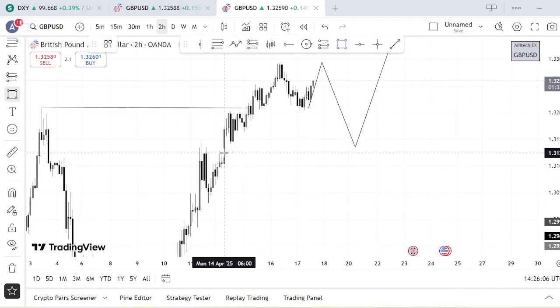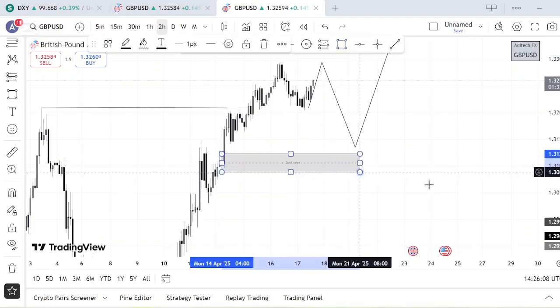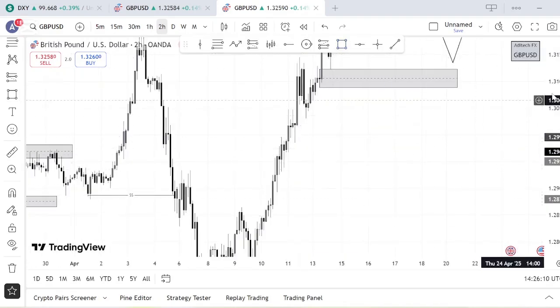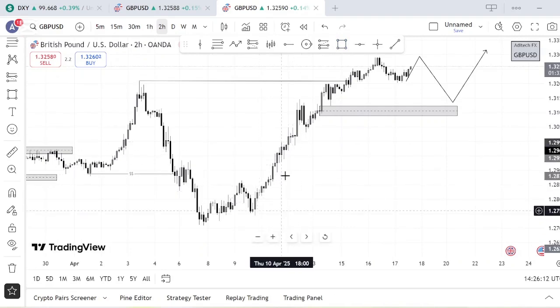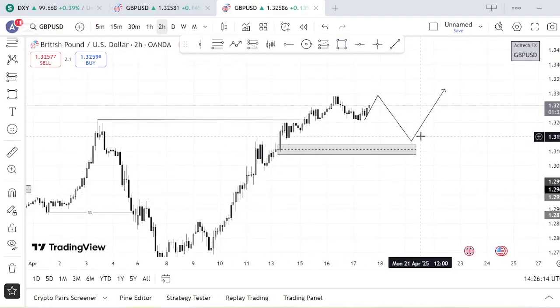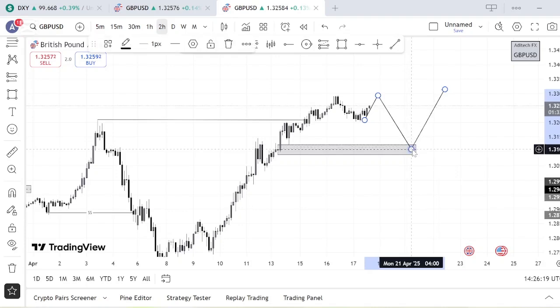Then we also have another block right here. You have a lot of other blocks right here that price can use. That is why you need to look for confirmation for any entry you want to take, whether a buying or a selling opportunity. So that's that about the strategy.